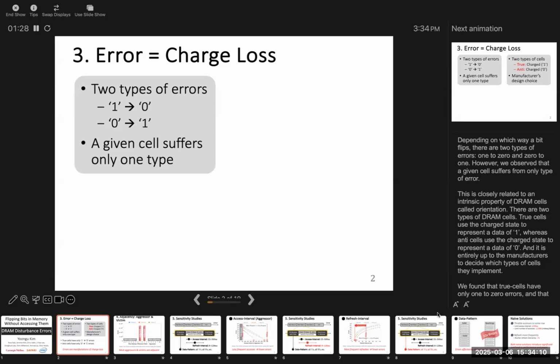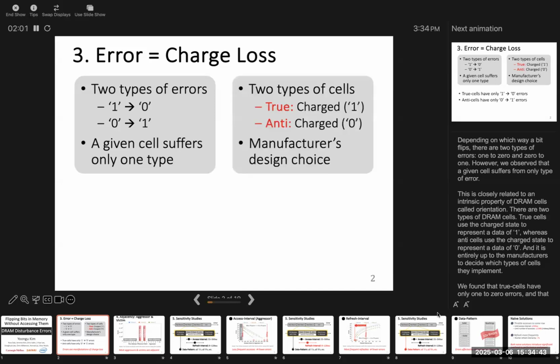There are two types of errors. Remember we talked about noise margin, right? Noise margin high and noise margin low. So one error is when the logical value of the bit is 1 and it flips to 0, and the other is the reverse, when the logical value of the bit is 0 and it flips to 1. A given cell can suffer only from one of these two errors, depending upon its value, because at a given time a cell can have only one value, either 1 or 0. So the error it can suffer is also only one.